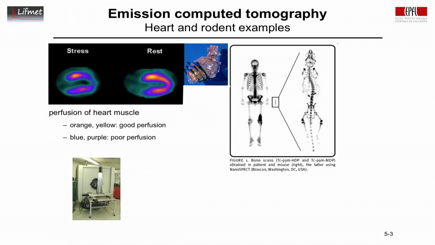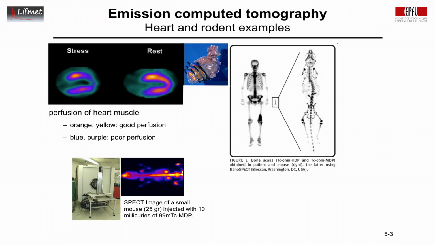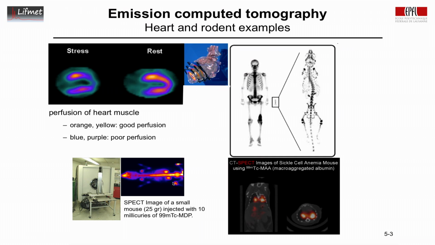Everything scales down. Here's a SPECT scan of a, again, 99m technetium, metastable technetium, MDP scan. It's a small mouse. We can see there's the head, the tail would be here, and we have uptake in the legs, we have the glands here, and of course also the kidneys, which have uptake.